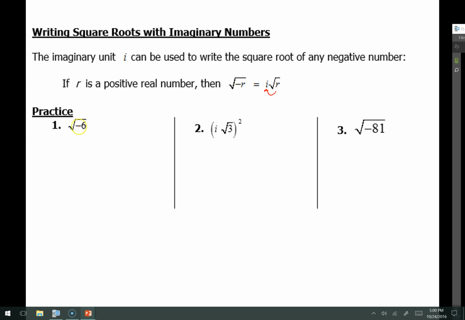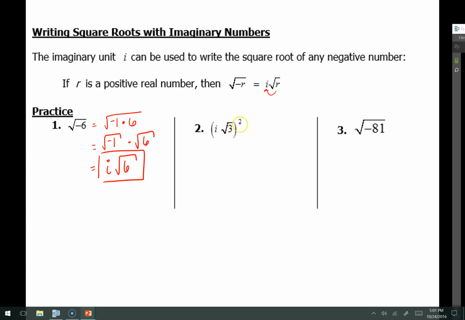So let's look at what that means. If I have the square root of -6, that's the same thing as the square root of -1 times 6, right? Because -1 times 6 is -6. According to the definition, the square root of -1 is i. So this simplifies to i times the square root of 6.